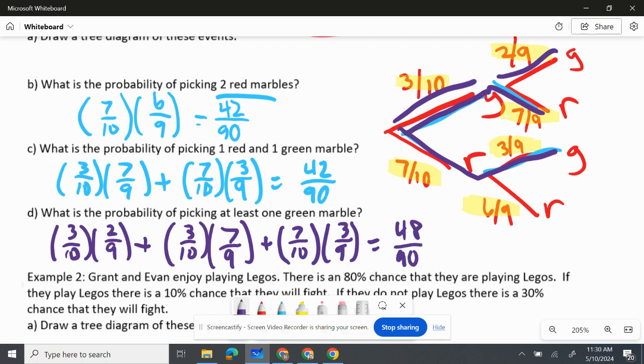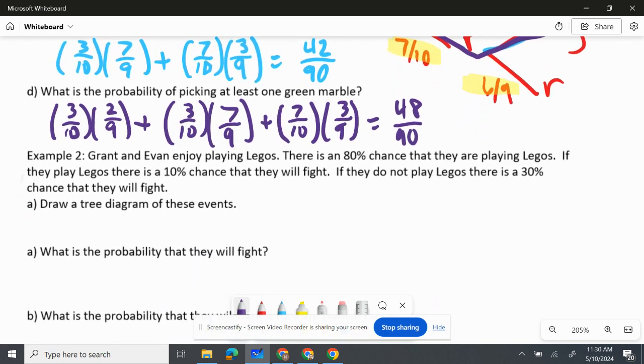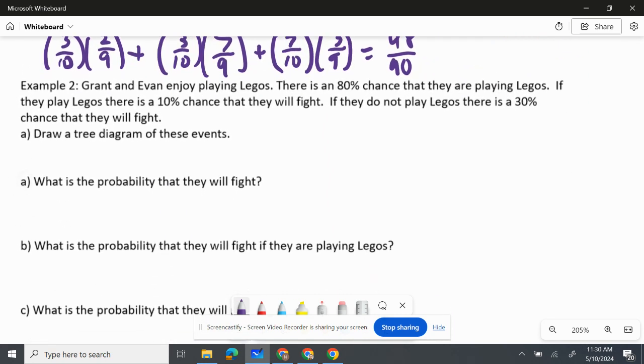Now, for another example, what we have is Grant and Evan, and they enjoy playing Legos, and there's an 80% chance that they are playing Legos. If they are playing Legos, there's a 10% chance that they'll fight. If they do not play Legos, there's a 30% chance that they'll fight.